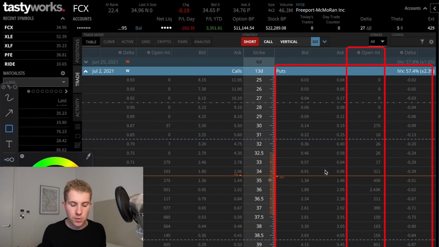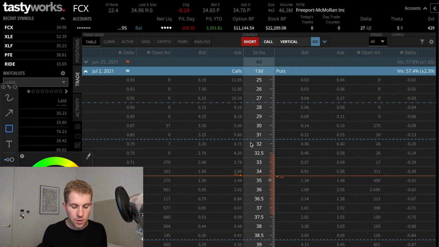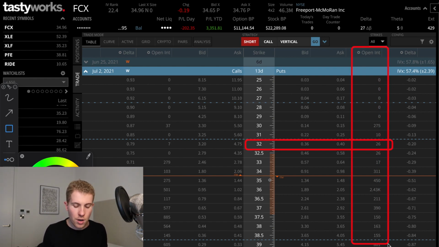Meaning that if I, for example, sell an option at the 32 strike, where there are only 26 contracts currently being held in the open interest column, it's going to be quite a pain to try to buy back my option later down the line. I might run into some liquidity issues. So what should I do now? Should I still take the trade, or should I try to go for a later expiration to find more liquidity?